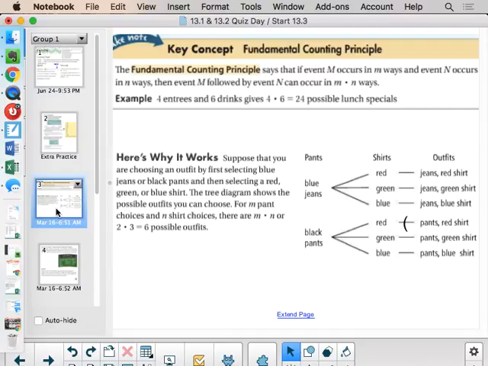Yes, Dan? Can you read what the last few words say? There are m times n or 2 times 3 equals 6 possible outfits. No, I mean, I can't read it. Why don't we just look at it on Schoology later on, okay?